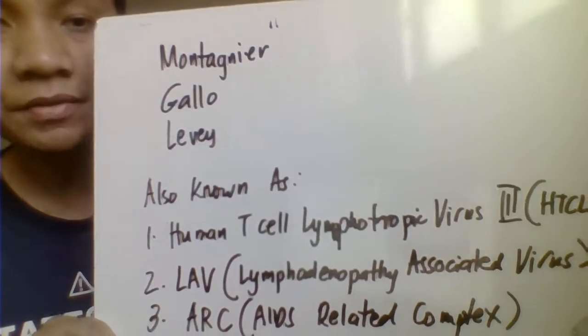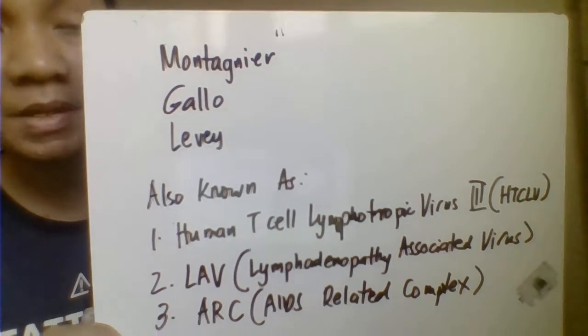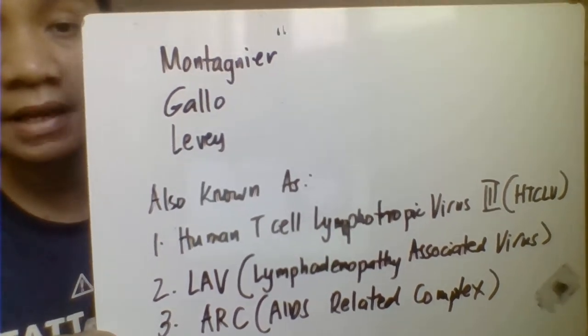Okay, so we're going to discuss HIV. HIV, the human immunodeficiency virus, is the causative agent for AIDS, or acquired immunodeficiency syndrome. The HIV virus was identified by Gallo, Montagnier, and also Levy of the US. Again, HIV has been discovered by Montagnier, Gallo, and Levy.